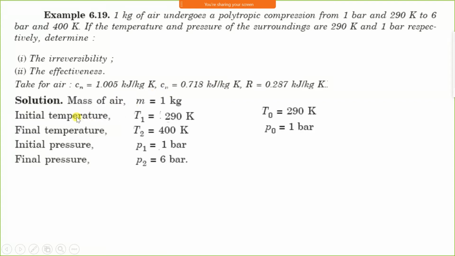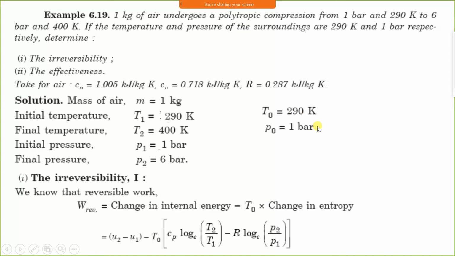Other given data are initial temperature of air 290 Kelvin, final temperature of air 400 Kelvin, initial pressure 1 bar, final pressure 6 bar, surrounding temperature 290 Kelvin, surrounding pressure 1 bar. We have to calculate irreversibility first.